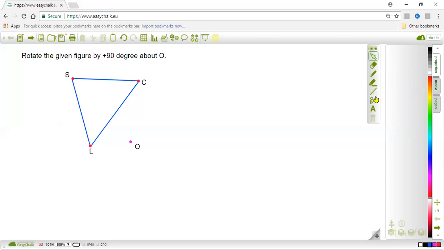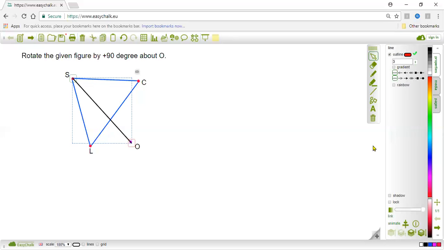In the very first step we have to connect all the vertices to the center of the rotation. First of all, let me take the point S and connect it to the center of the rotation. Here the center of the rotation is the point O, so we connect this vertex to the center of the rotation O. This connecting line should be a dotted line, and in this software I think there is no option for the dotted line.